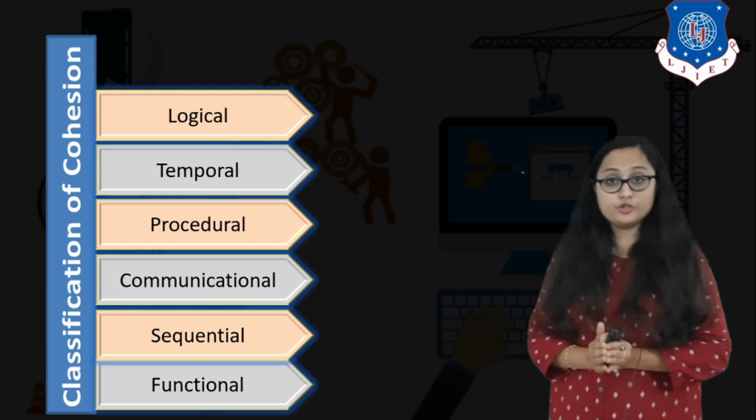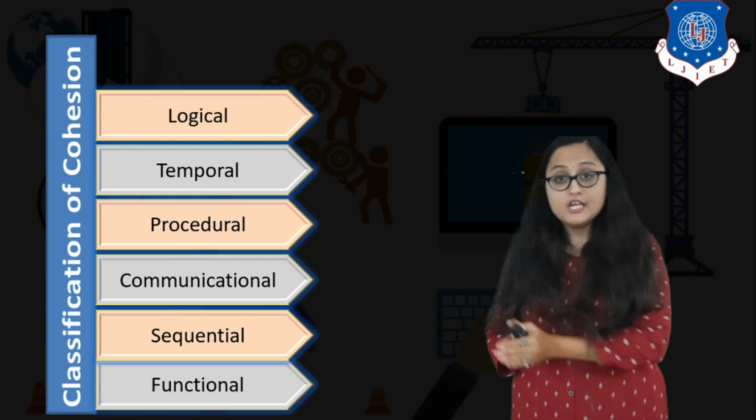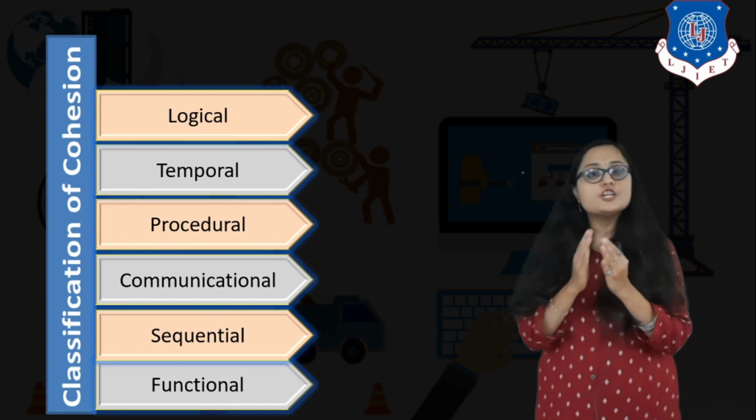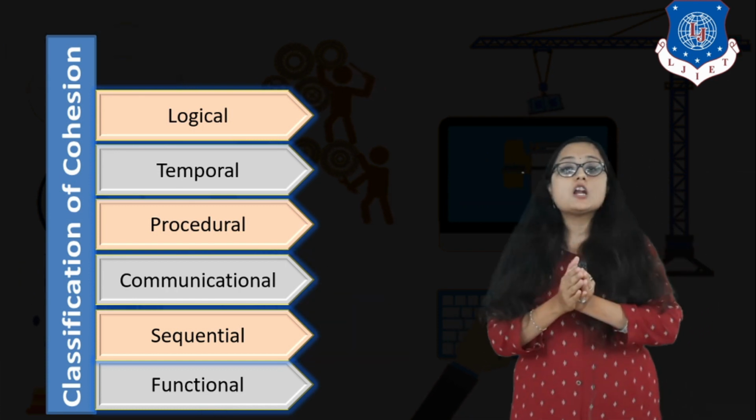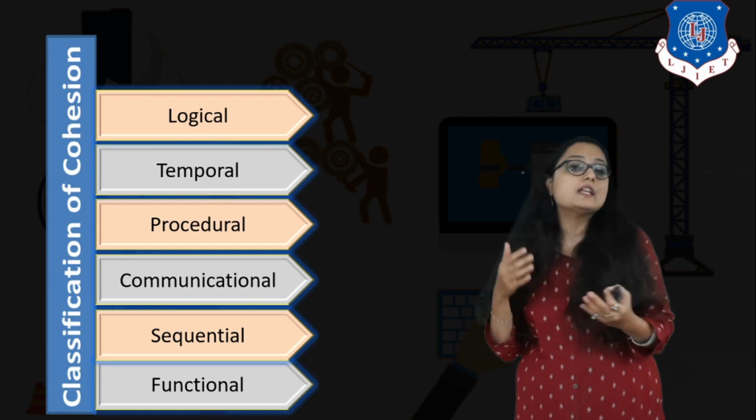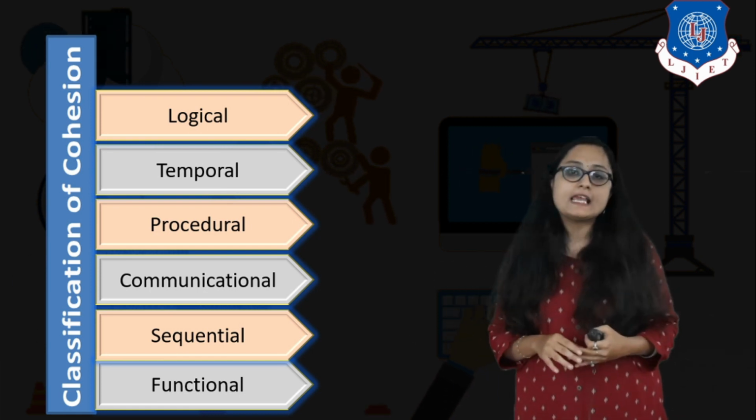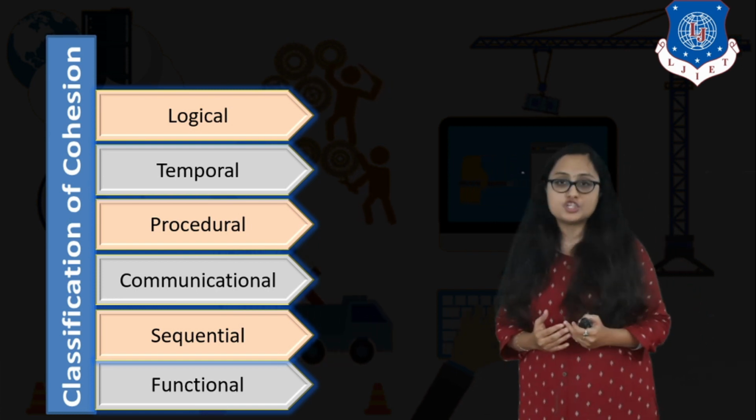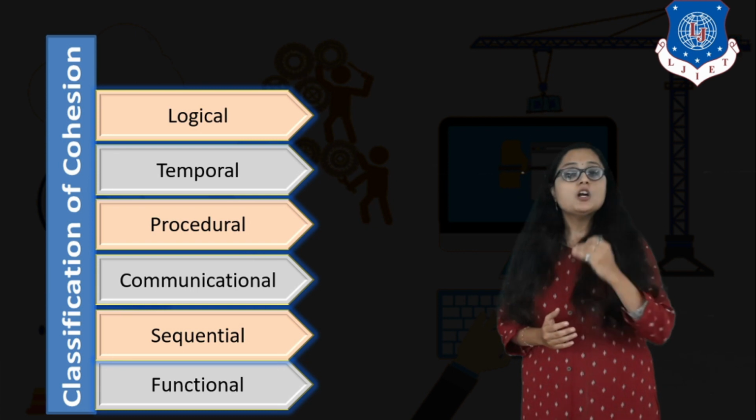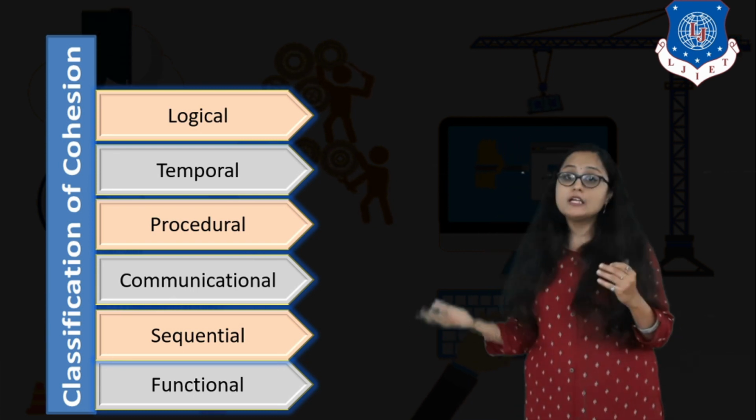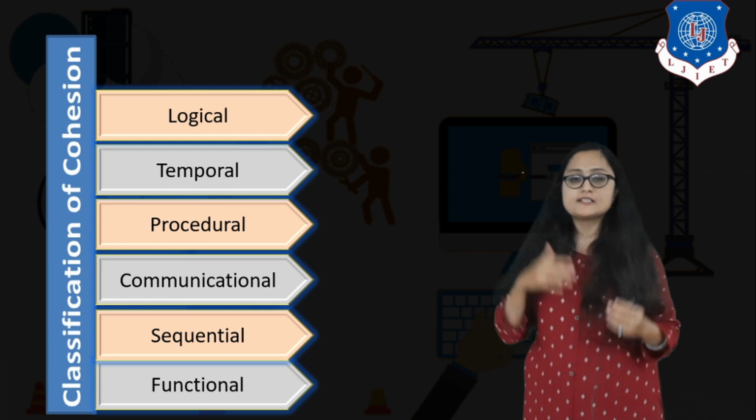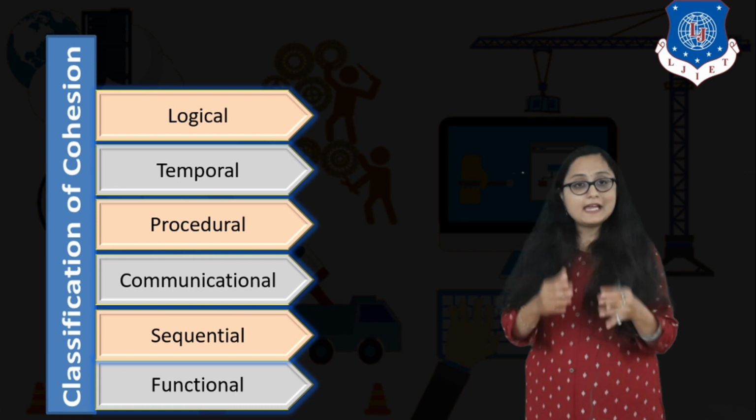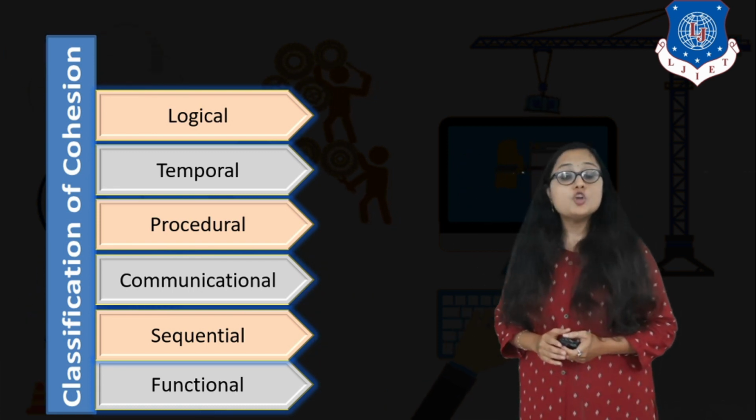So if you have a module in which you have a set of activities belonging to a particular category, and the functions are logically related to each other, but they don't necessarily need to be put in the same module, then you can say that your module consists of logical cohesion. For example, if you are keeping all the input and output handling, for example keyboard input and mouse input handling events, in the same module, then that sort of module is known as logically cohesive.